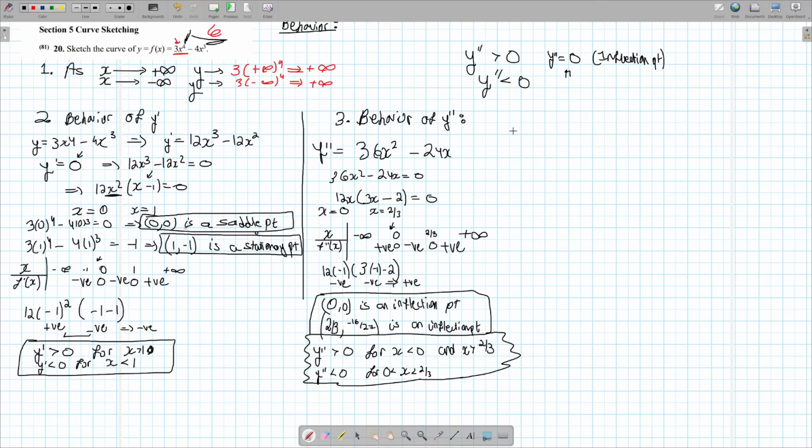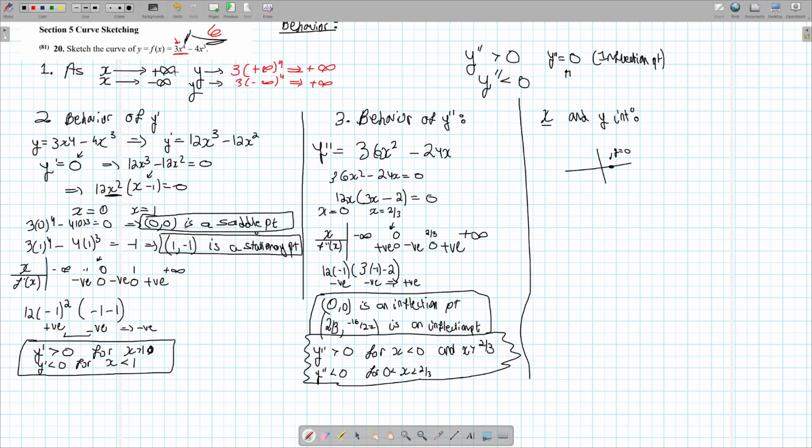Walid, are we done? Almost. We have one more step. Okay? So we found our behavior of y prime, behavior of y double prime. The last step is now what we call the x and y intercepts. The x intercept is when the graph cuts the x-axis. And in that case, what happens? Y is equal to 0. How do you find the x-intercept?